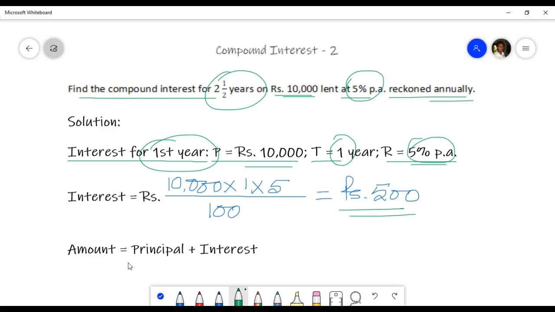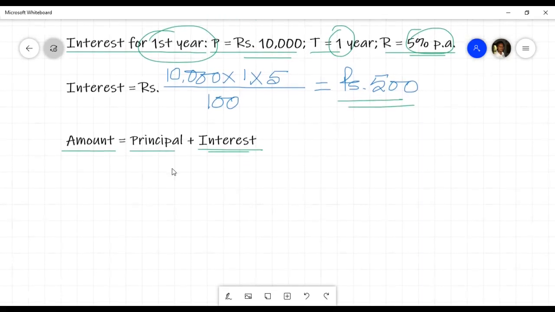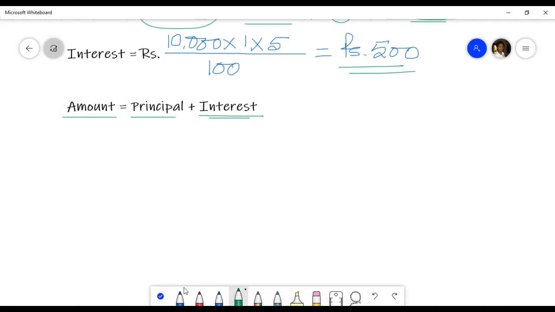What is the next thing we have to find? We have to find amount, and you know that the formula to find amount is principal plus interest. Principal we already know, that's the initial principal which is given in the question, the principal that we use to find the interest for the first year. So principal is rupees 10,000 plus the interest that we just found. The interest is rupees 500.